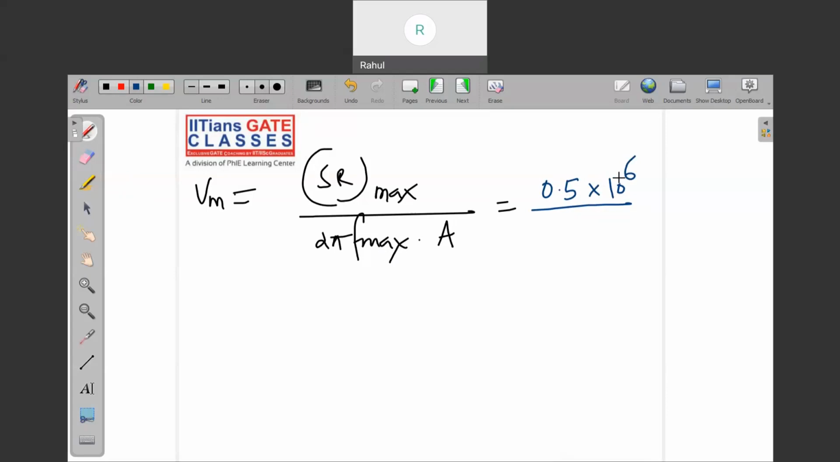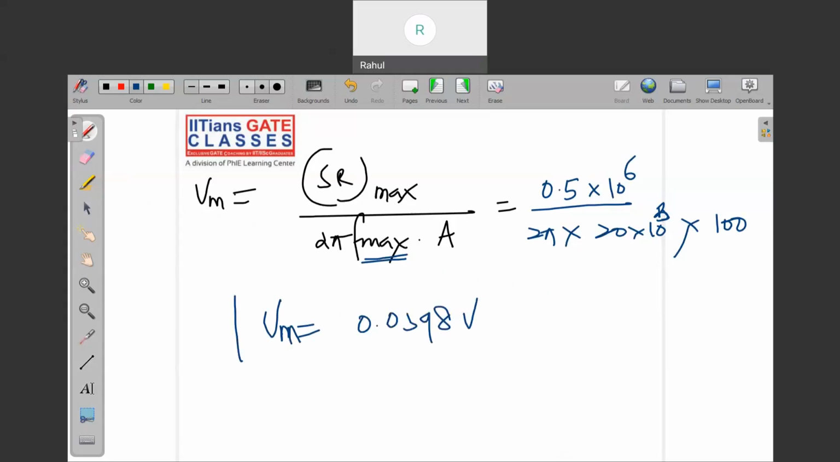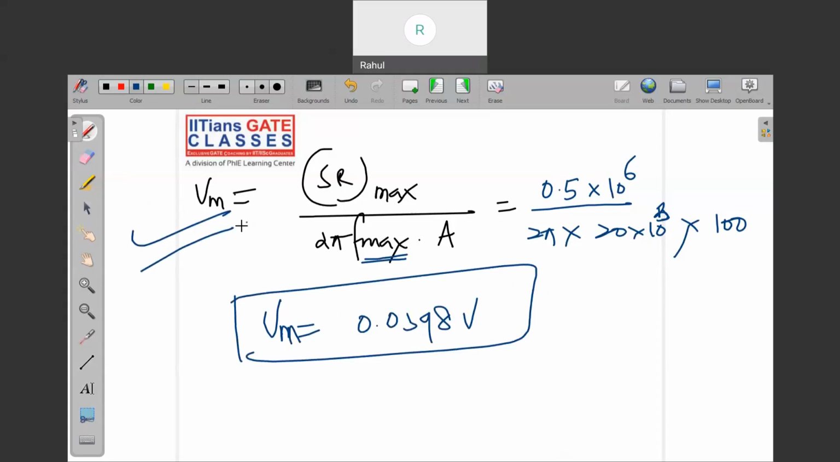So you can take this 10 raised to power 6 up, and 2 pi into this frequency, which was given as 20, I guess. So 20 into 10 raised to power 3. And you can find the gain from 40 dB, which is approximately 100, right? So 100. And if you compute here, the Vm you will get, this is a very easy problem, is 0.0398 volts. So please keep this in mind, okay?